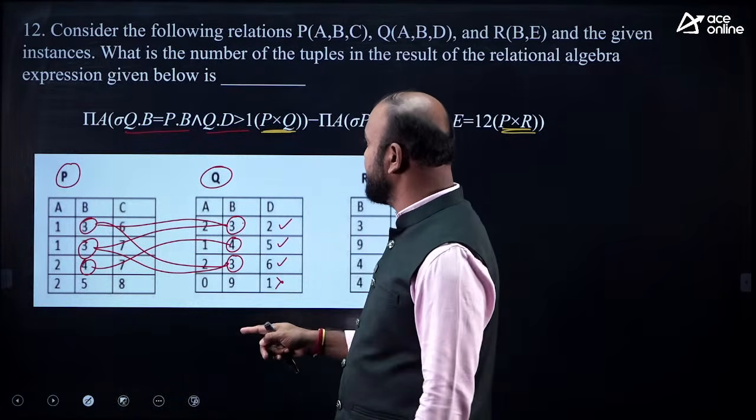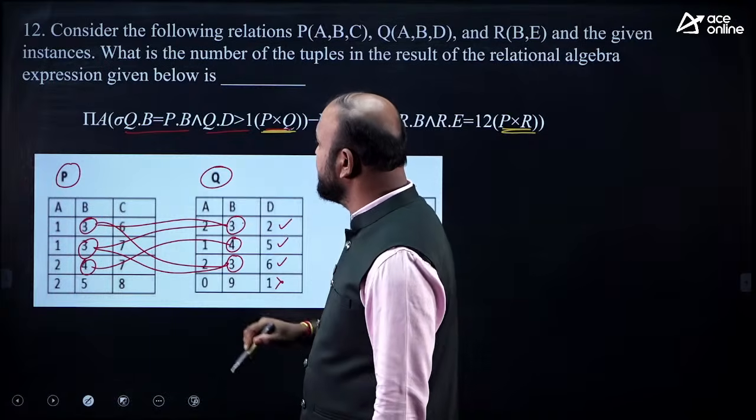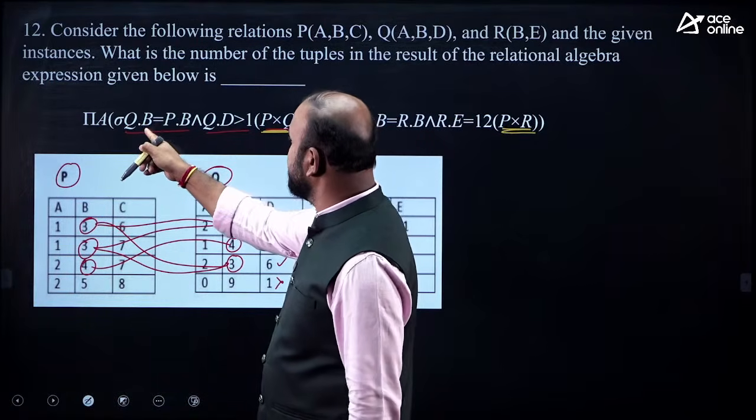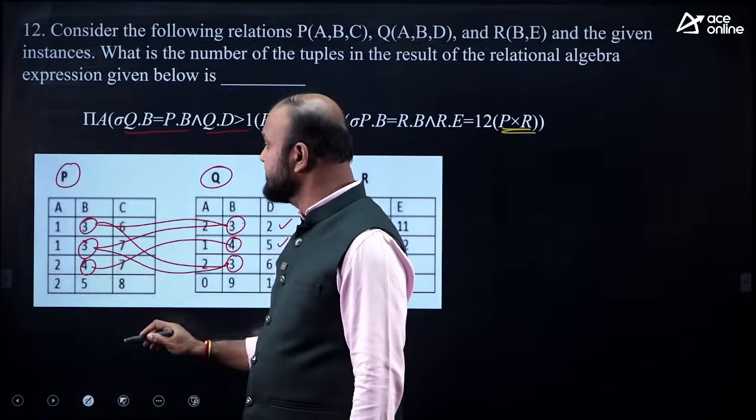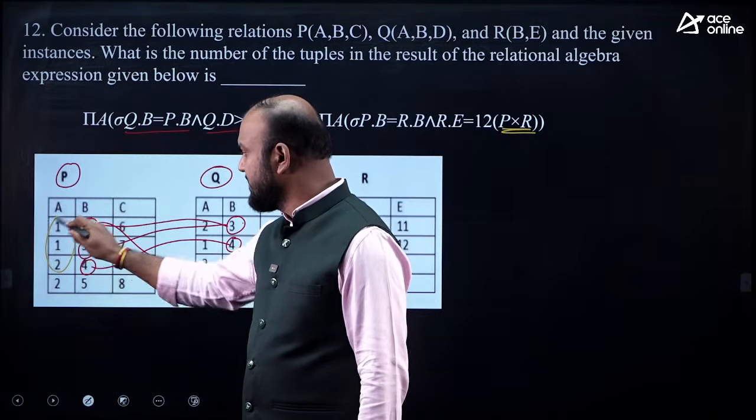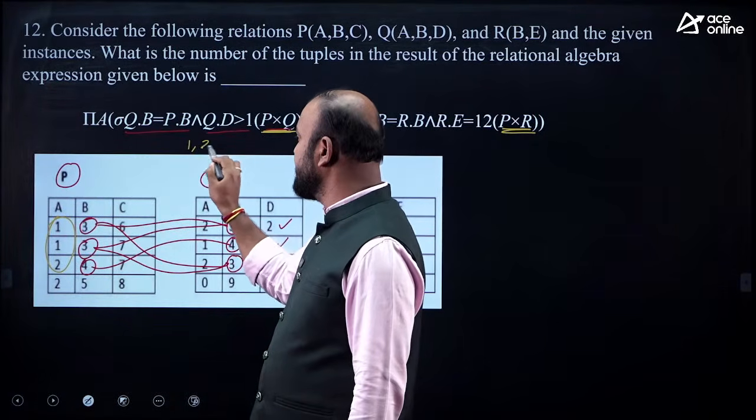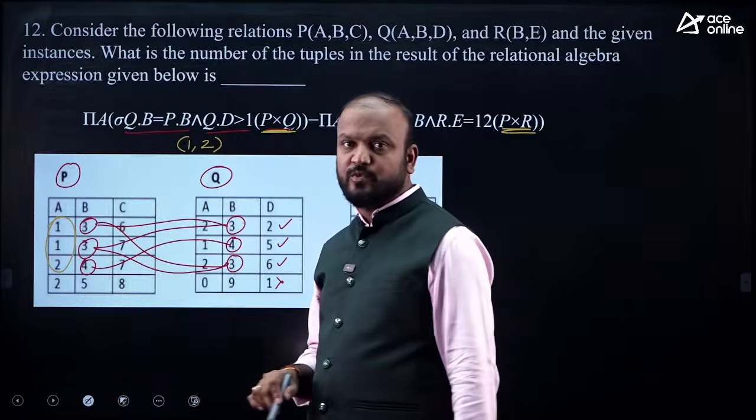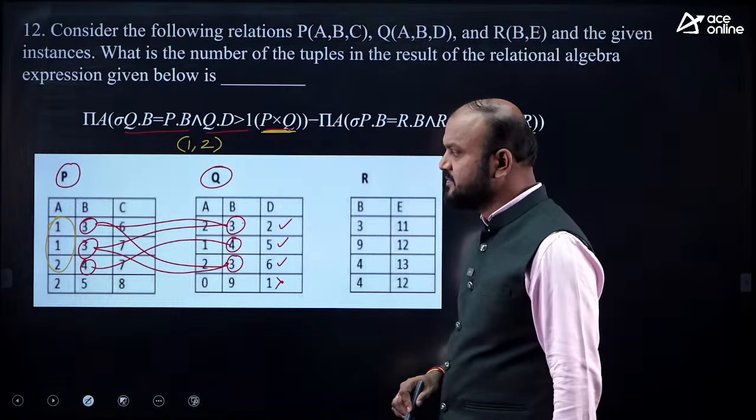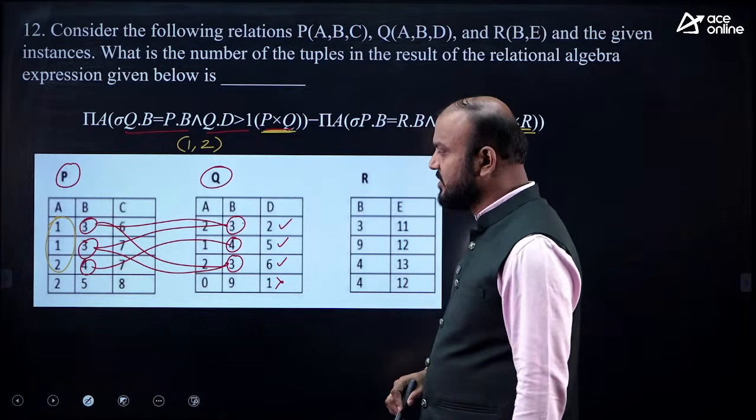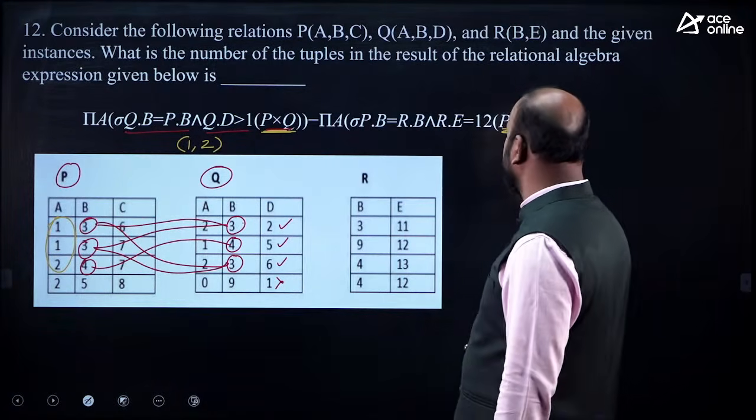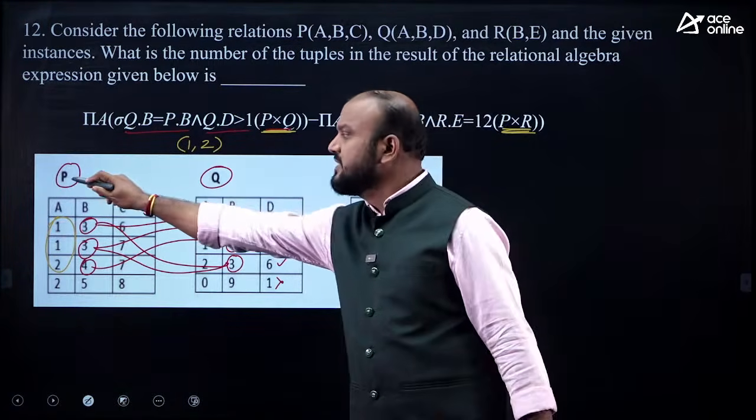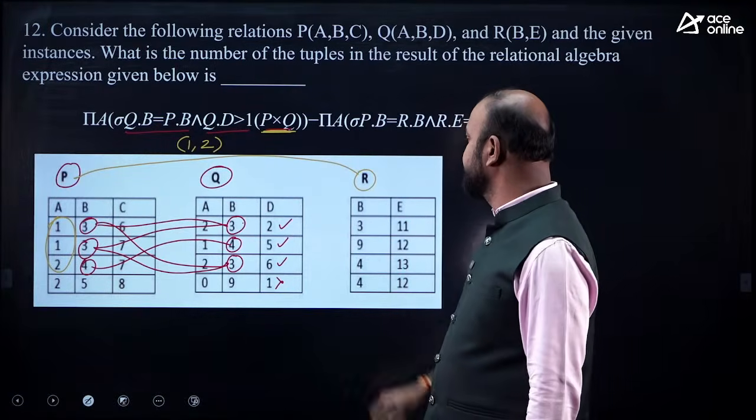These 5 mappings are there, P cross Q, and it is projecting what? A is projecting. What are the A's in this? Here 1 and 2, whatever the 5 mappings may be, but algebra eliminates the duplicates. So, 1 and 2 you can expect. Next is P cross R, first one and the last one.